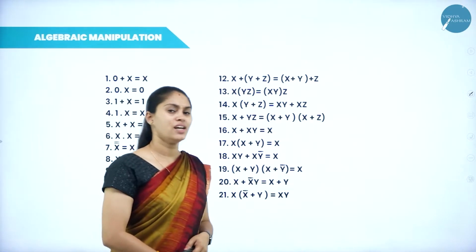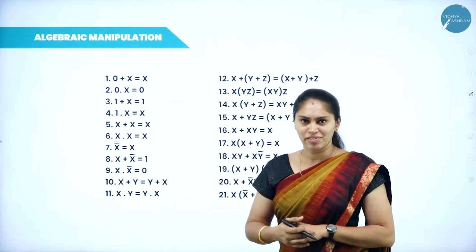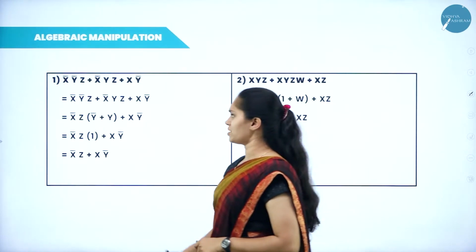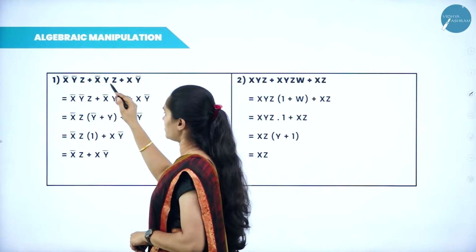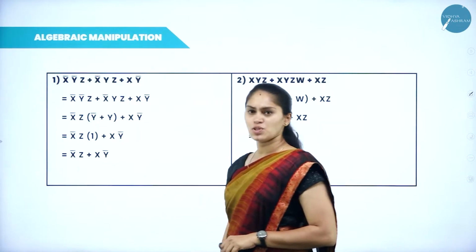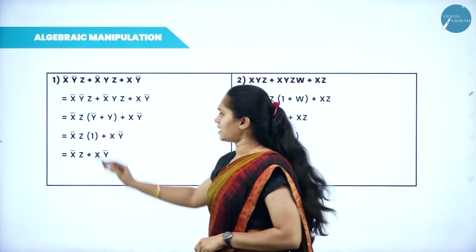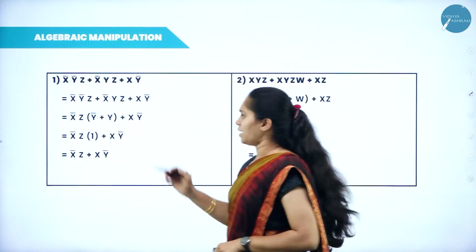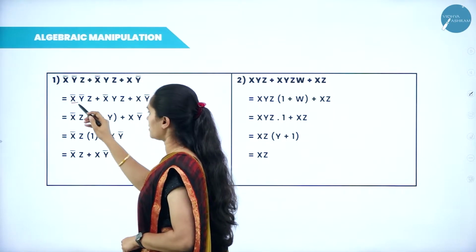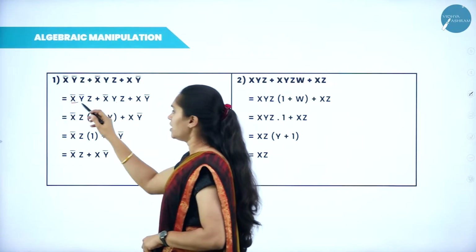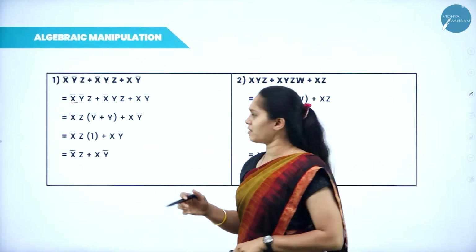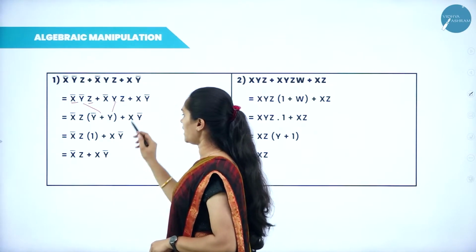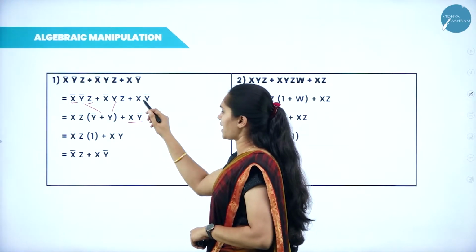We'll see the first question, to do the simplification of Boolean algebra by making use of these theorems. What is the first problem that I have here? x bar y bar z plus x bar y z plus x y bar. Next you have to check, do we have any common variables among these terms? Here I have common variables x bar and z in these two terms. So I will take them out, then it will become y bar plus y, and I will write the remaining term as it is, that is x dot y bar.